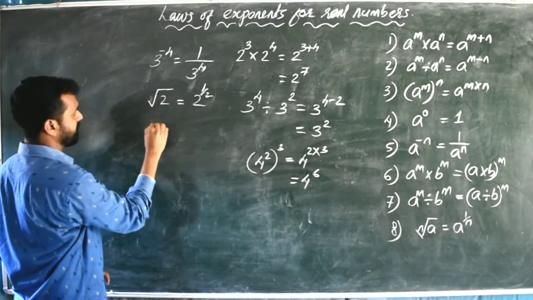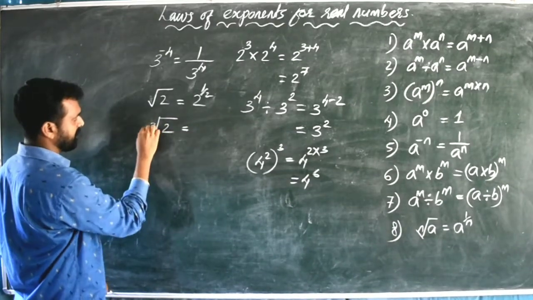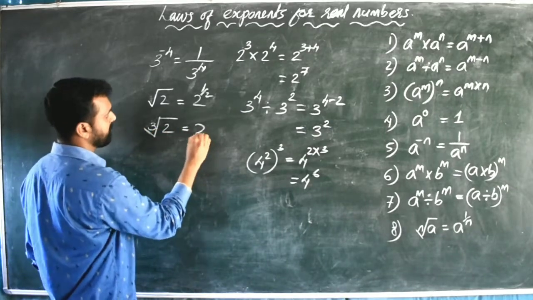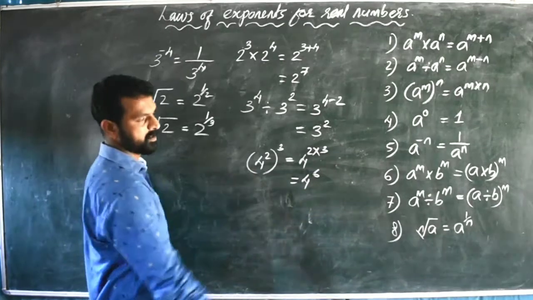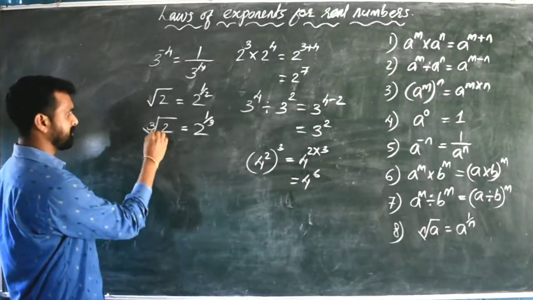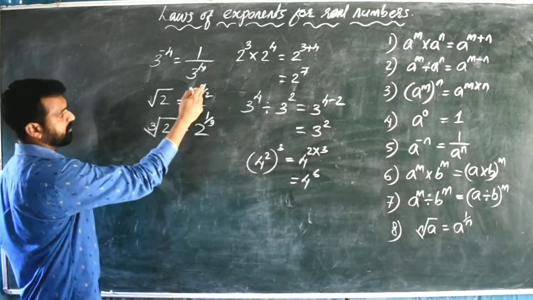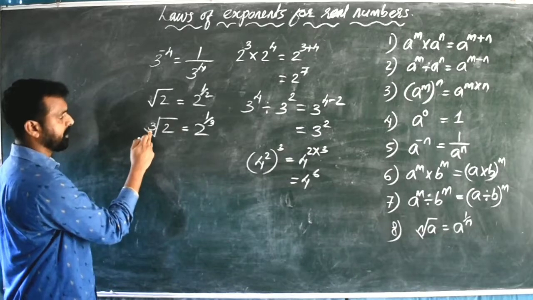But cube root of 2, how can we write that? Cube root of 2 we write like this: inside that symbol we have to write 3. Read as cube root of 2. What is the answer? According to the formula, nth root of a is equal to a raised to 1 by n. We can write cube root of 2 is equal to 2 raised to 1 by 3. Square root of 2 is equal to 2 raised to 1 by 2. Cube root of 2 is equal to 2 raised to 1 by 3.